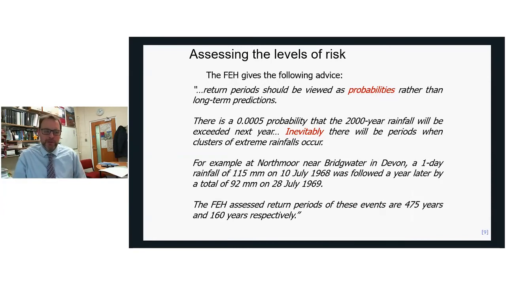Inevitably, there will be periods when there will be clusters of extreme rainfall events. For example, in Northmoor near Bridgewater in Devon, a one-day rainfall event of 150 millimetres in 1968 was followed a year later by a total of 92 millimetres on 28th July 1969, just after I was born. The FEH assessed rainfall return periods for these events were 475 years and 160 years. So that means you had two really unusual events, reasonably close together over just over a 1 year period, and that is quite unusual, but it's entirely possible.